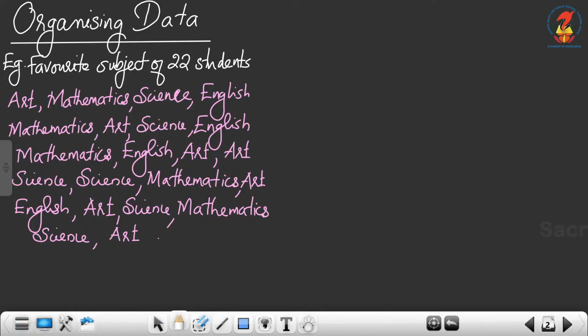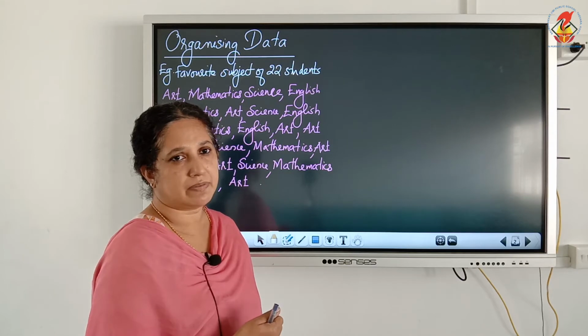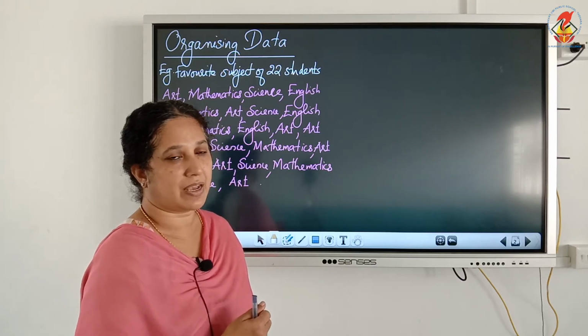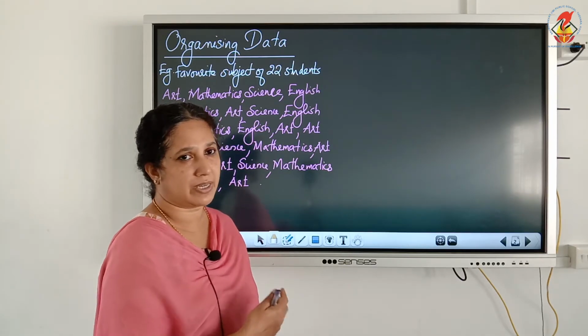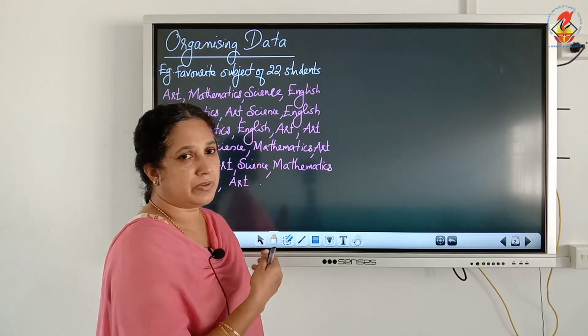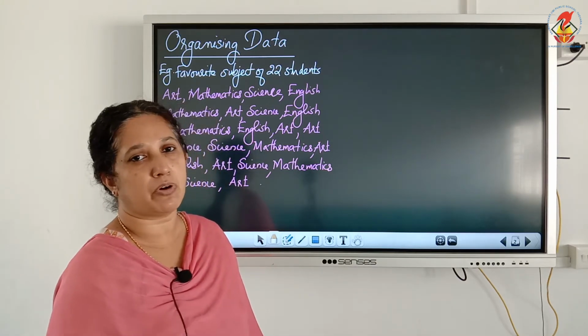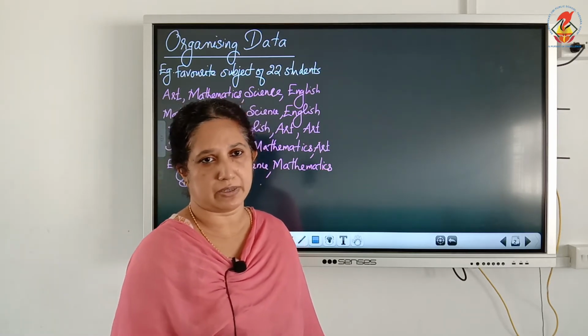Now look at this example. The favorite subject of 22 students are given: art, mathematics, science, English. So their favorite subjects are given. When you look at the data, you can see that it is unorganized data. When we look at this data, you won't understand which is the most liked subject and which one is the least liked. So if you organize the data properly, you can make conclusions.